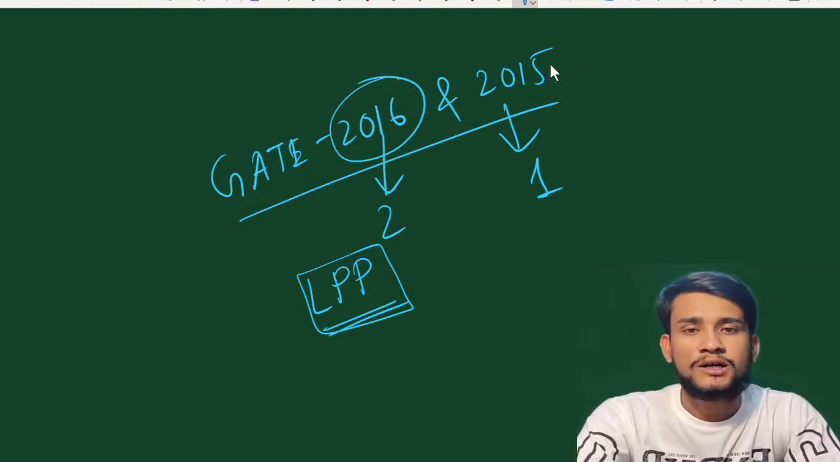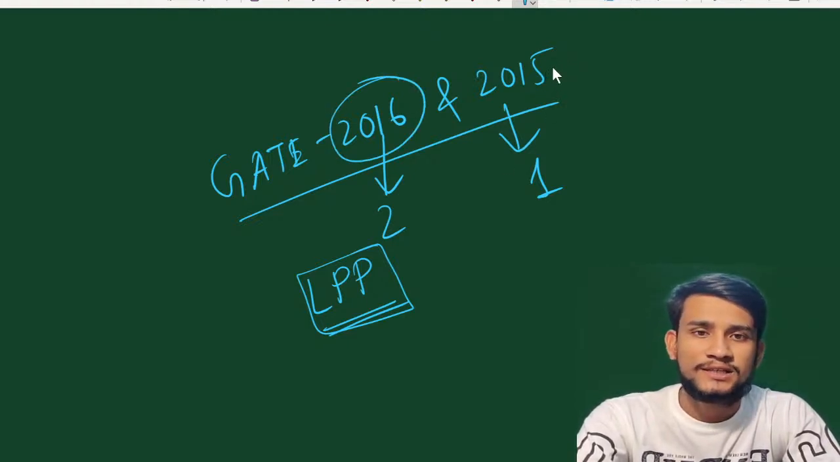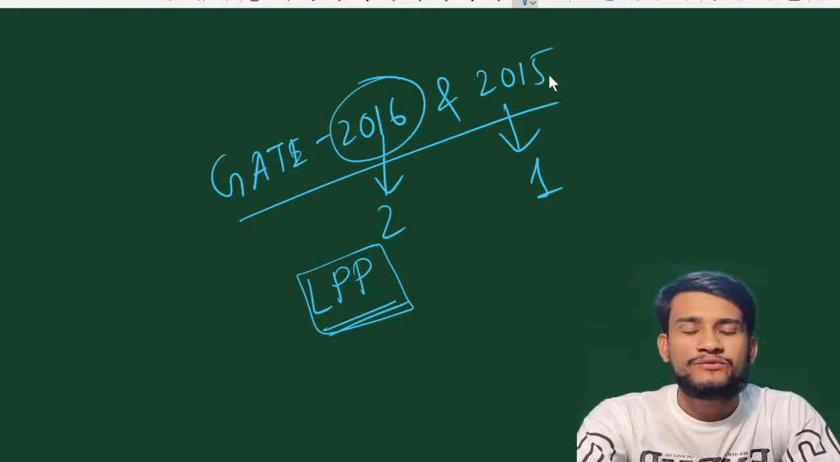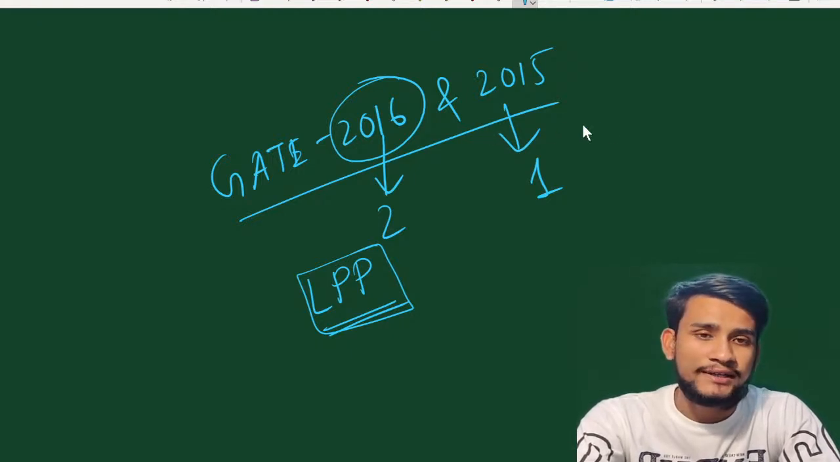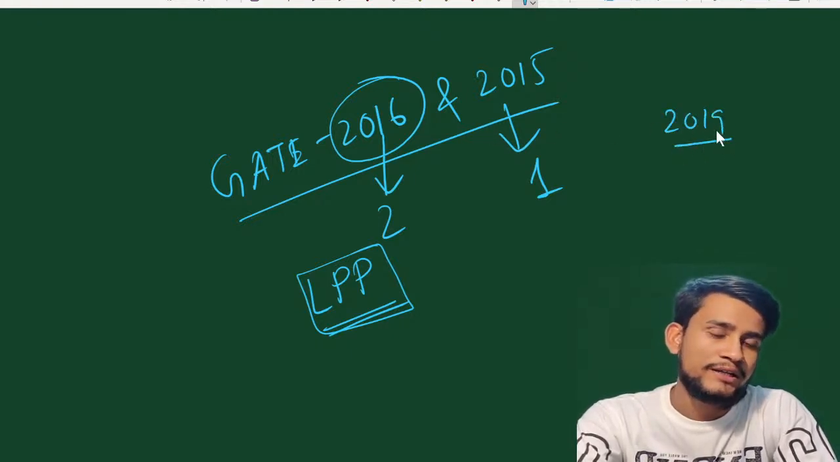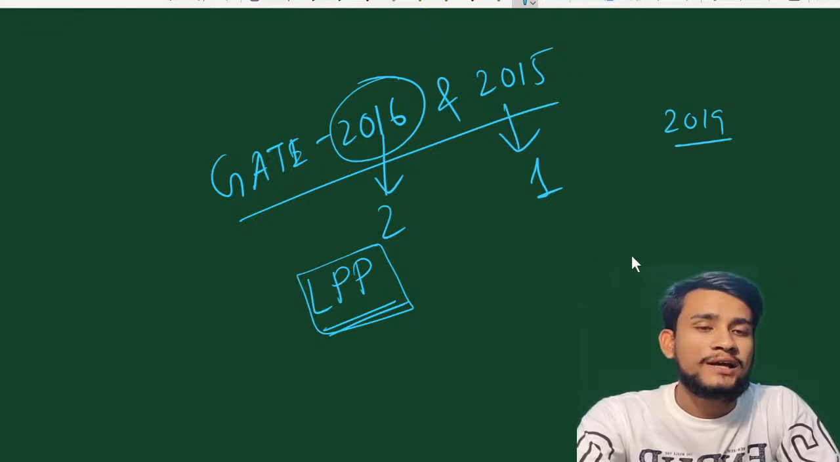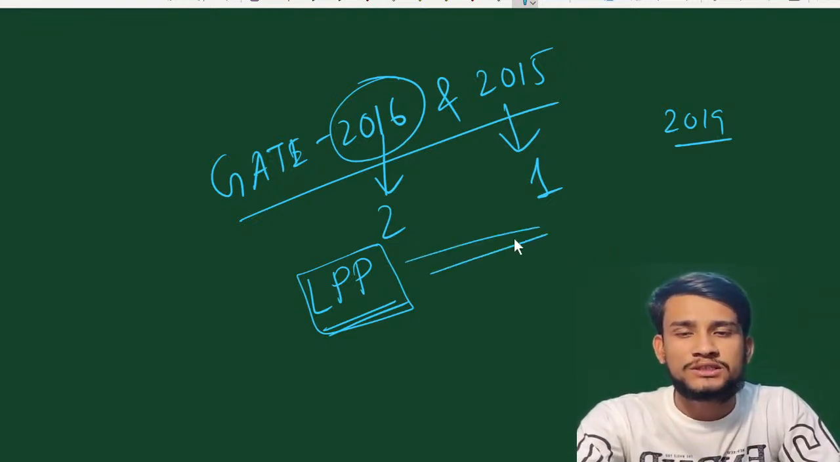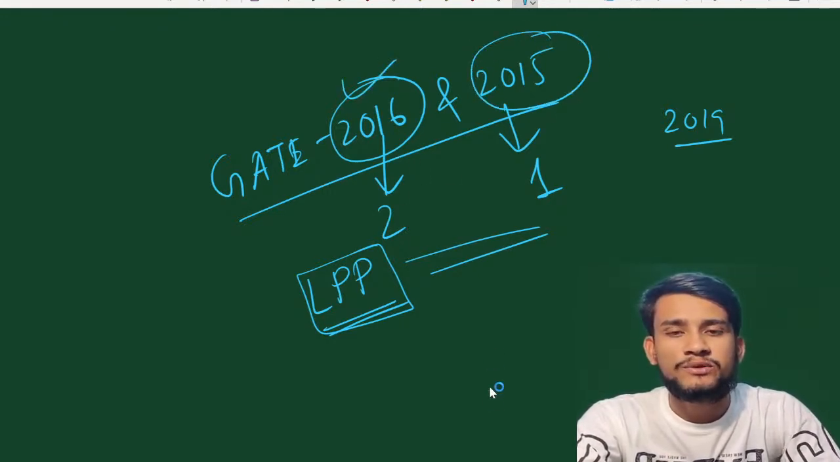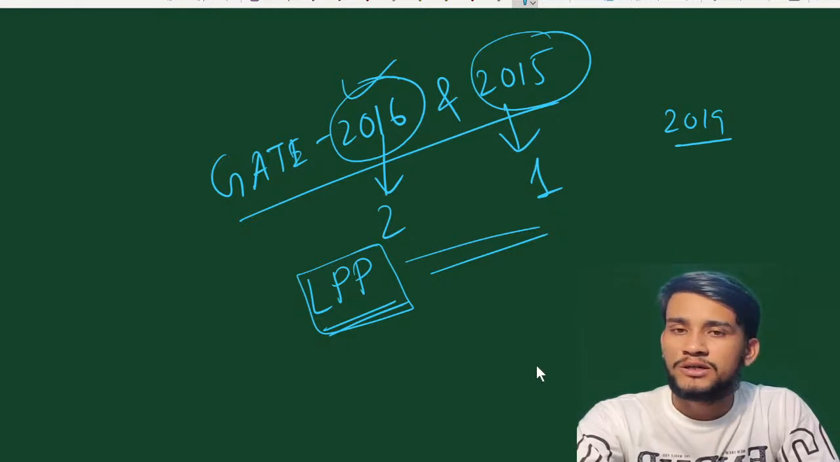But now, since statistics is a different paper in the GATE exam, from 2020, or after 2019, the weightage of LPP is very high in the GATE mathematics exam. So there are only 3 questions: 2 questions from GATE 2016 and 1 question from GATE 2015. Let's start to solve the questions, and they are very easy problems.